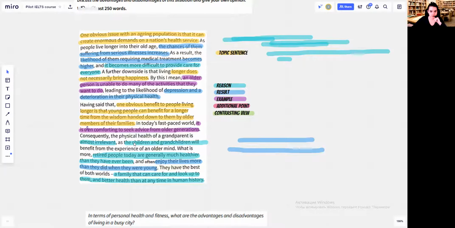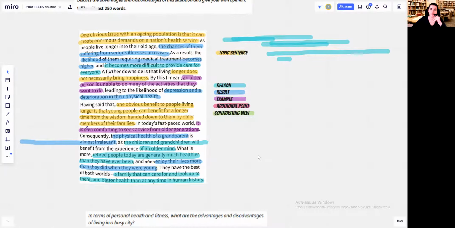As the children and grandchildren will benefit from the experience of an older mind is the reason, as is a very good reason linker. And the physical health of a grandparent is almost irrelevant, is the result. What is more, retired people today are generally much healthier than they have ever been and often enjoy their lives more than they did when they were young. Now, what is more is a very good linker of an additional point.